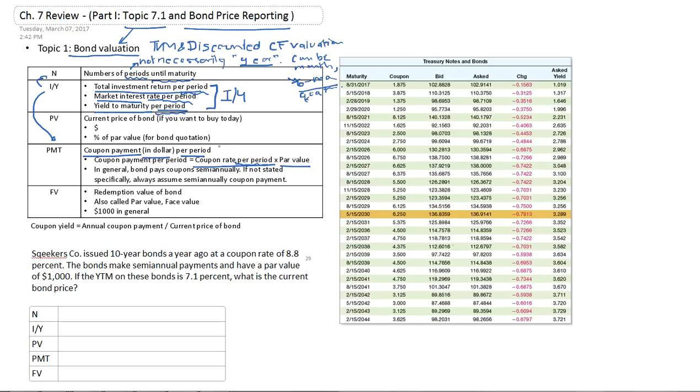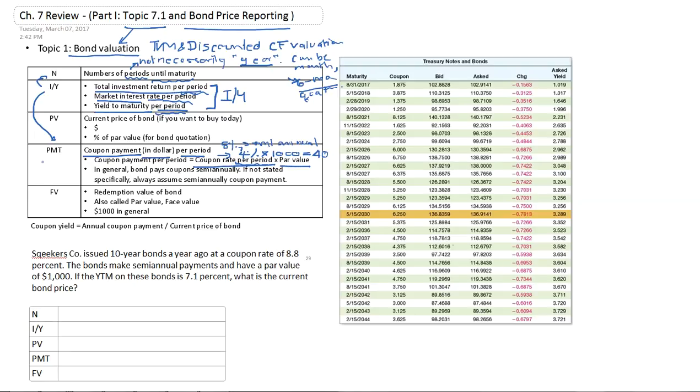So let's say the coupon rate is 8%, paid semi-annually. That means each 6 months you get 4%, and the 4% is the coupon rate per period. Then you convert to coupon payment by multiplying with par value, which we assume is 1,000 in the general case. So your coupon payment for each 6 months would be 40. That's how you convert coupon rate into coupon payment.